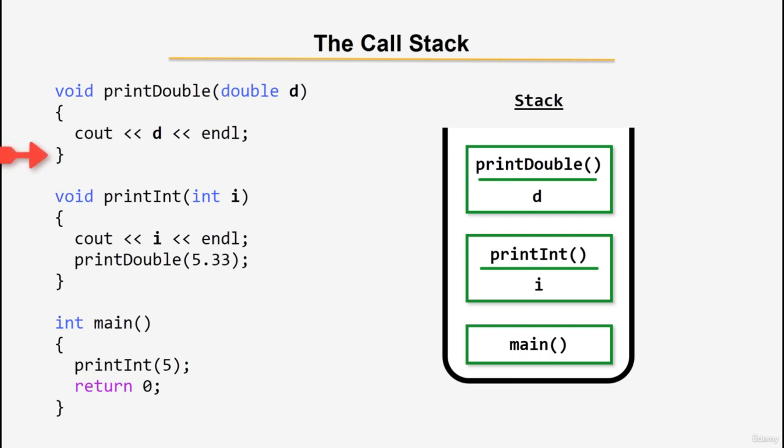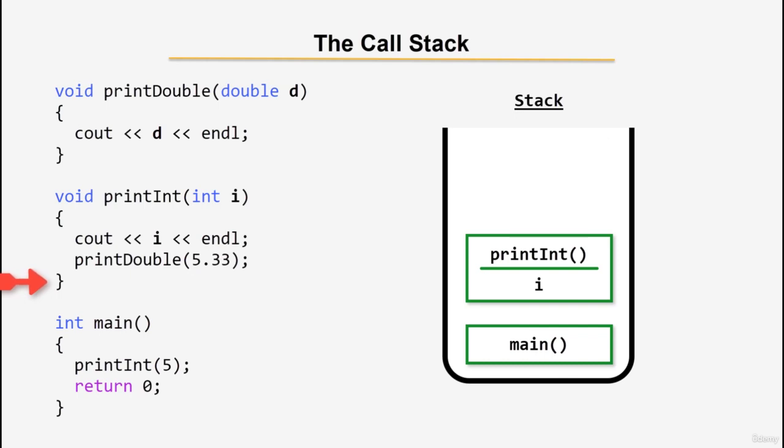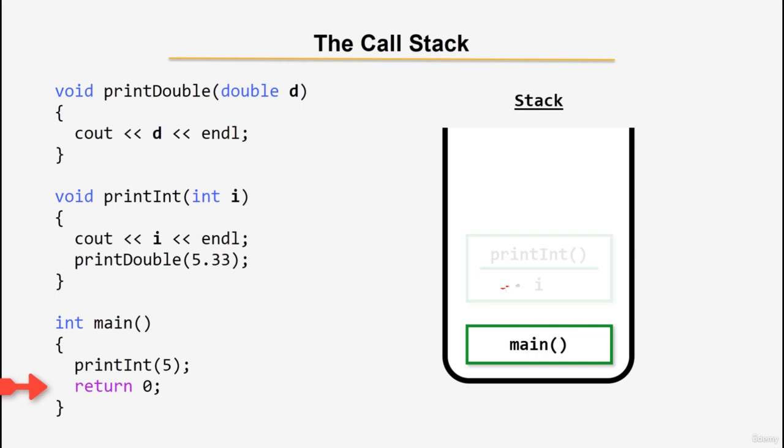In this case, the caller is not main. The caller in this case is printInt. So we jump back to printInt, and then we pop printDouble from the stack. In this case, we don't have anything more to do in the body of the printInt function. So execution will eventually reach again the closing curly bracket, and then we'll transfer control back to the main function, so to the caller again, and then we'll pop printInt from the stack.